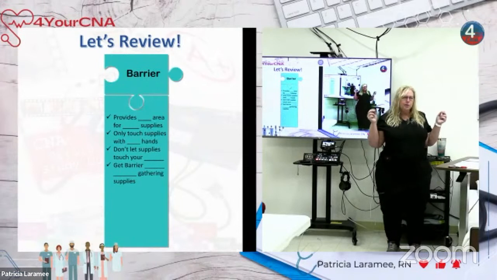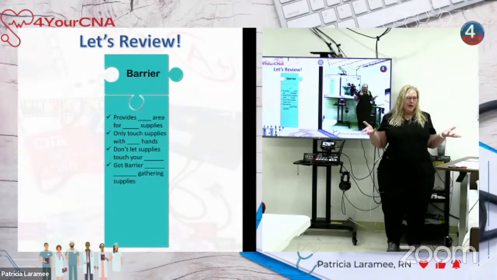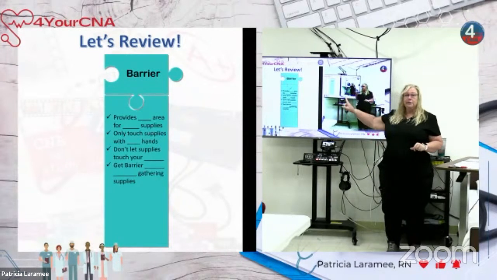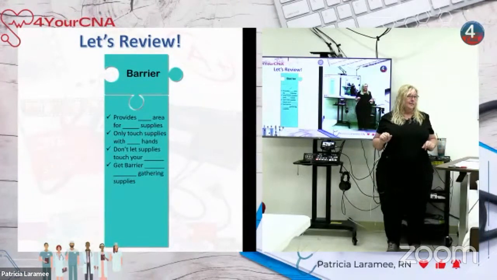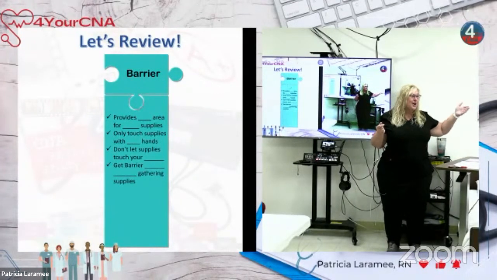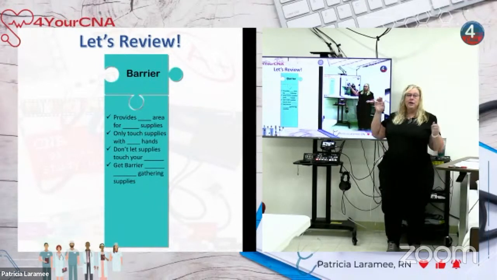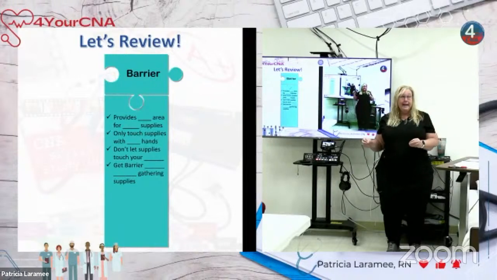Now, this is important. I know this seems super watered down, right? Super simple. Of course, I know this. Why would you get supplies without washing your hands first? But I'm going to tell you, when you start to practice in just a little while, you're going to forget this. And at least one of you, statistically, is going to go right over to the supply shelf and start getting your supplies without washing your hands or without getting a barrier to put those supplies on. So remember that this is important. You can only touch supplies with clean hands.